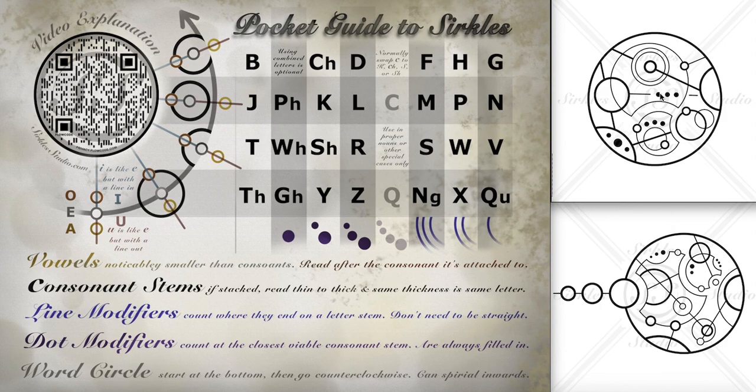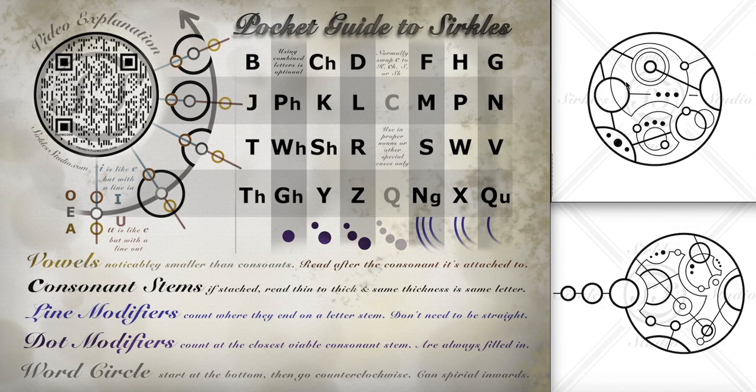And then last but not least, there's a lot of flexibility in the size of the different letters and the size of the different words, as well as what you do with the different modifiers. Like these dots can be big or small, and our lines can be straight or they can curve. Doesn't matter so long as they end on a consonant stem. Line modifiers count where they end on a letter stem. As long as it ends on that stem, it counts.